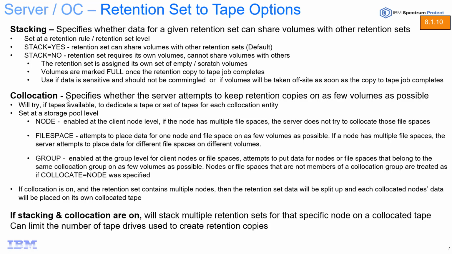Colocation can also be turned on, and colocation, just like with other write-to-tape features, is either by node, file space, or group. Now, if you turn on both stacking and colocation, then the retention sets that contain multiple nodes or multiple file spaces or multiple groups will be split up and placed on their own tape. And then we will only stack on top of those tapes if stacking is set to yes.